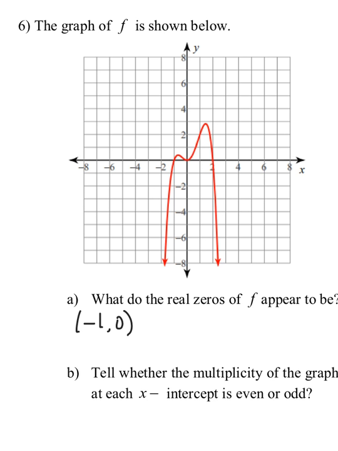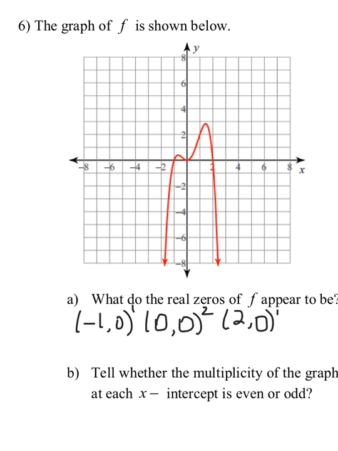Then it hits the x-axis again at 0, but it bounces back. So because we have this bounce going on, we actually have a multiplicity of 2 right there. So a multiplicity of 1 at the negative 1, 0. We have a multiplicity of 2 at the 0, 0. And then we have another zero at 2, 0 with a multiplicity of 1. So that's our next question.